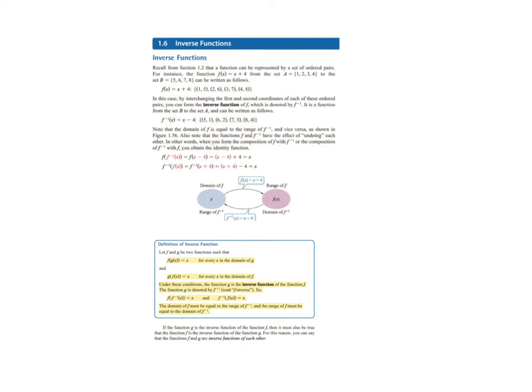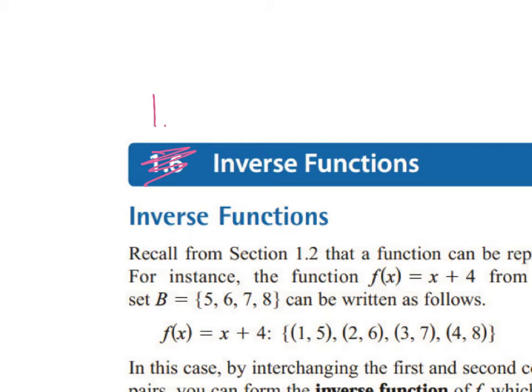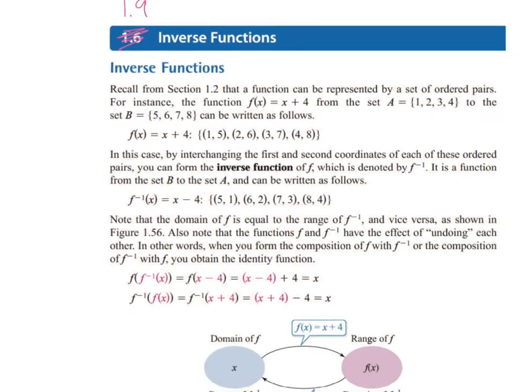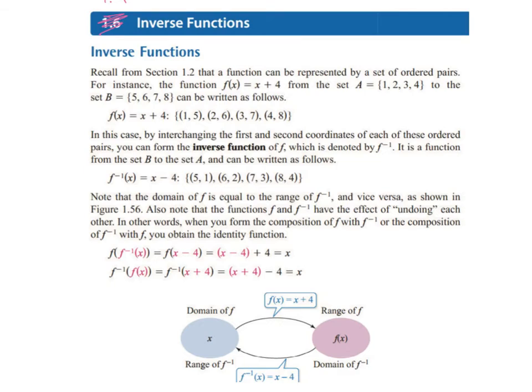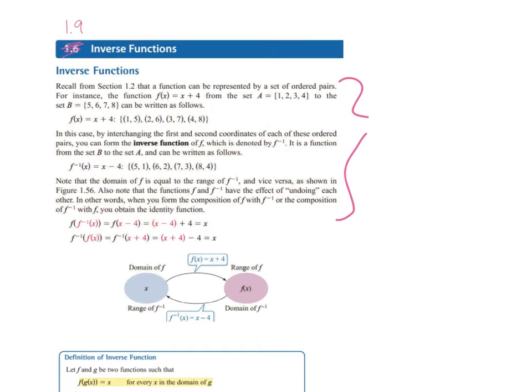So this is 1.9, even though it says 1.6, it's 1.9. Inverse functions. So we can read all of this if we want, but it really is like not in English. To find the inverse of a function, all we do is switch the x and y's.